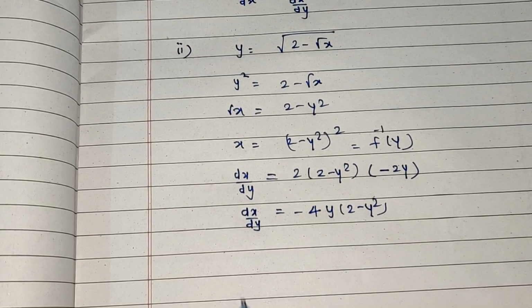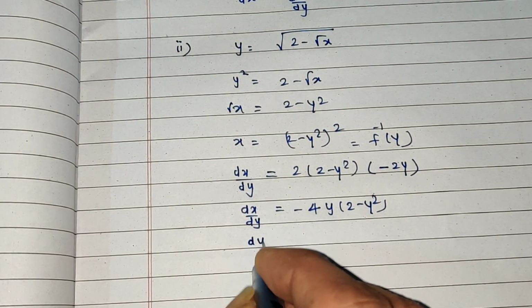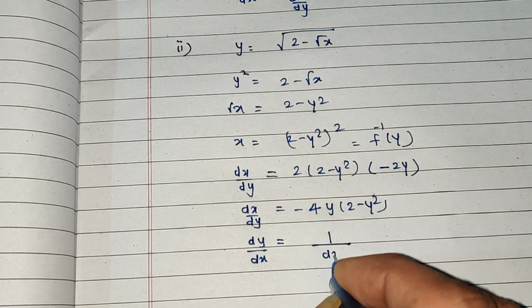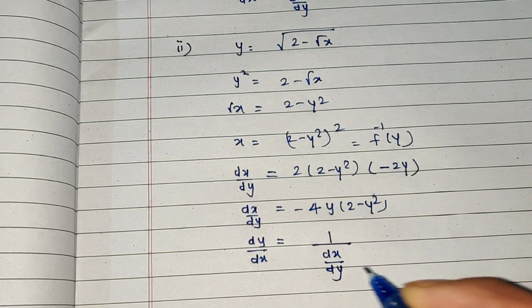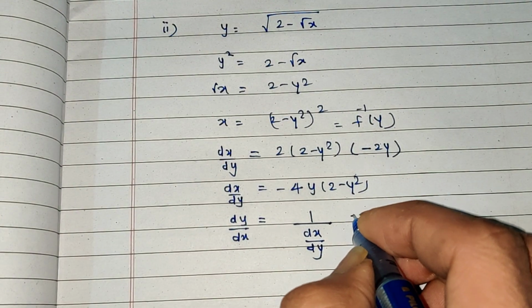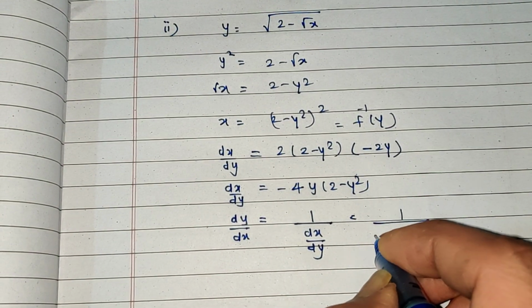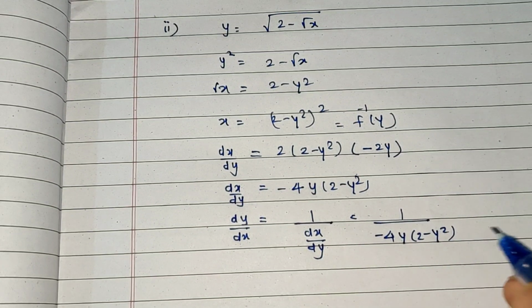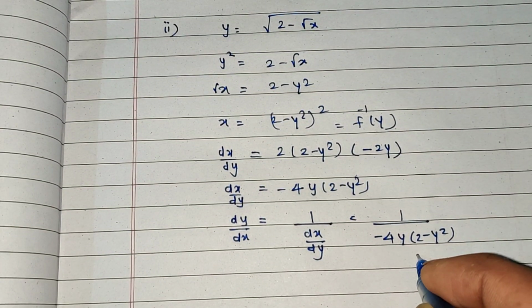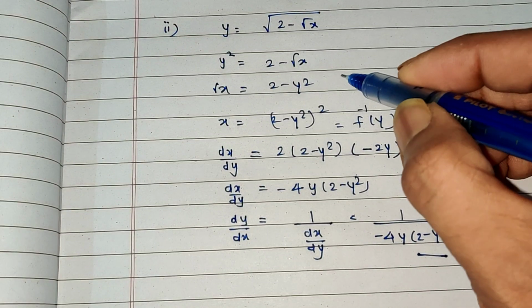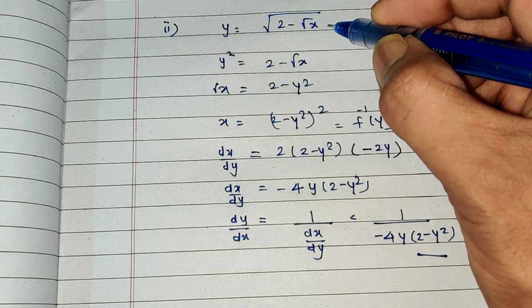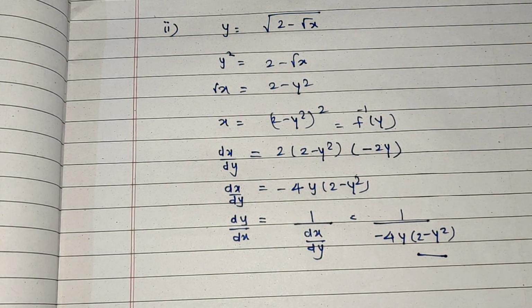Therefore required derivative dy by dx is equal to 1 upon dx by dy, which is 1 upon minus 4y (2 minus y square). 2 minus y square, we have root x, and y is root of 2 minus root x.